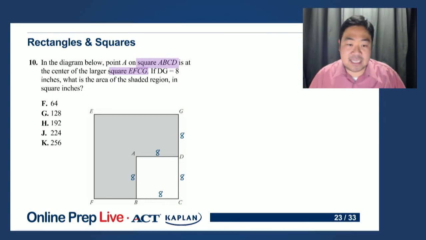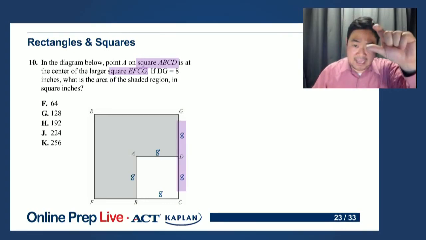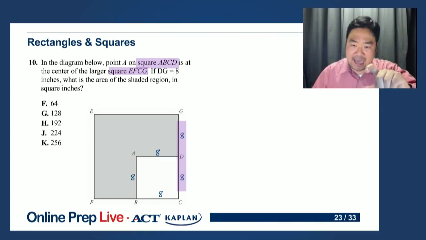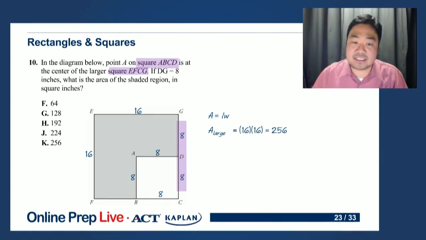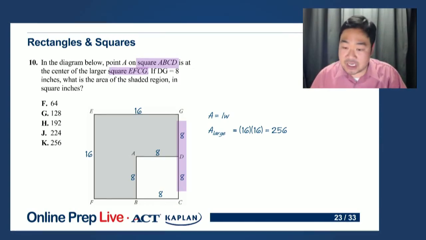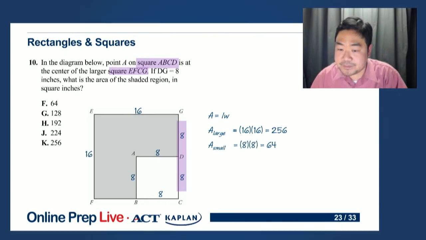But if we know one side of this square, notice it's 8 for the first half and 8 for the second half. What are the sides of the larger square going to be? They're all going to be 16. So therefore, we have enough information to figure out what the area of the larger square is. The area of the larger square, 16 times 16, which is 256. Now we need the area of the smaller square, which is going to be 8 times 8, which is 64.